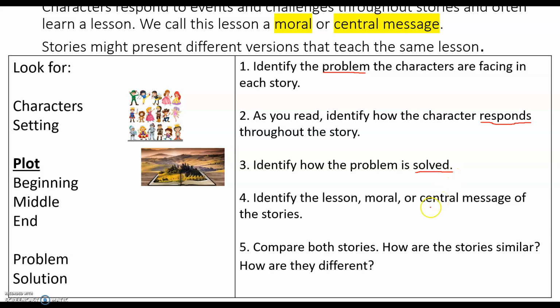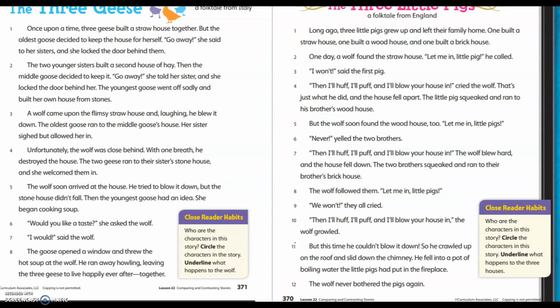At the end of our reading, we can identify the lesson or the moral or the central message. We know all three of those words mean the exact same thing. And then it will be time for us to compare the two stories. So like I said, this week we're looking at these two stories, The Three Geese and The Three Little Pigs. I'm going to start reading The Three Little Pigs with you today, and we'll identify some of those main parts of the plot, and then you're going to do the same thing with The Three Geese on your own.